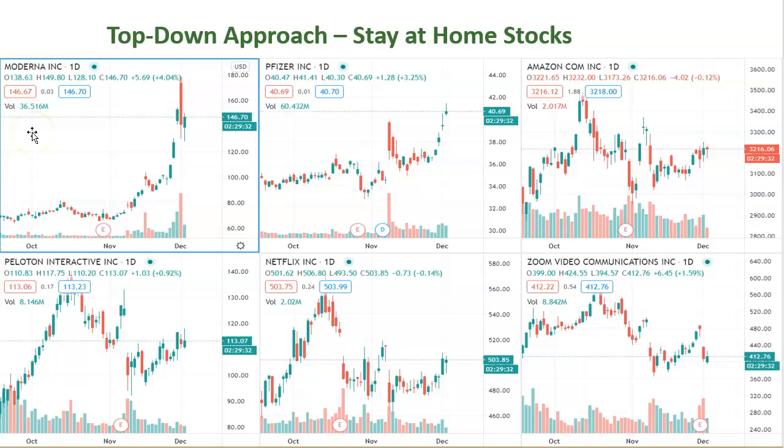These are the stay-at-home stocks. We see Moderna and Pfizer at the top. So with the vaccine news, you can see Moderna and Pfizer having had jumps. The stay-at-home stocks like Amazon, Peloton, Netflix, and Zoom have seen some profit taking. So make sure to buy the dips to avoid whipsaw price action.